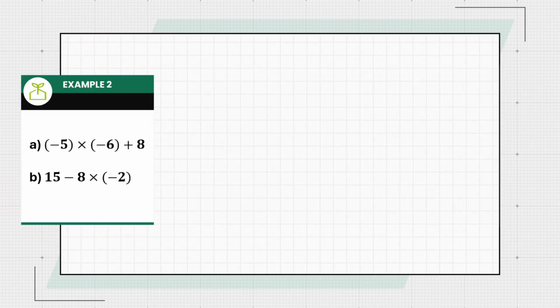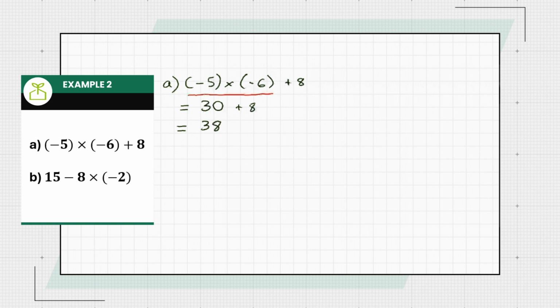Alright, let's do another one for practice. So what we have here is A, minus 5 times minus 6, and then we add 8. Now, order operation states we have to do the multiplication first. So let's do that. Minus 5 times minus 6. A negative times a negative is a positive. So we just have to do 5 times 6, which is 30. Now we can add the 8 and we get 38.